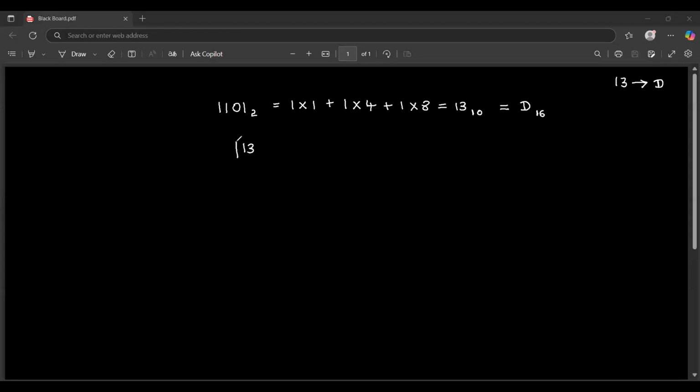Well, I divided by 16. Okay, if you divide 13 by 16, you will get 0, but the remainder will be 13. So if you go from bottom to top, it will be 0 and 13. So that's why I directly put D here.